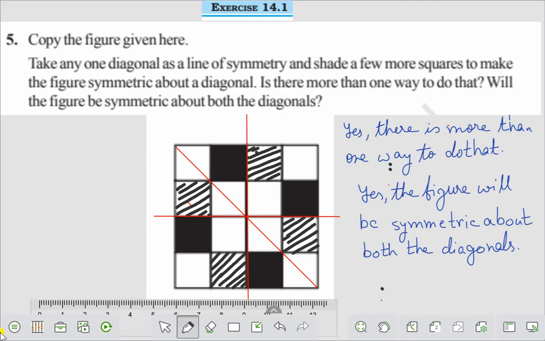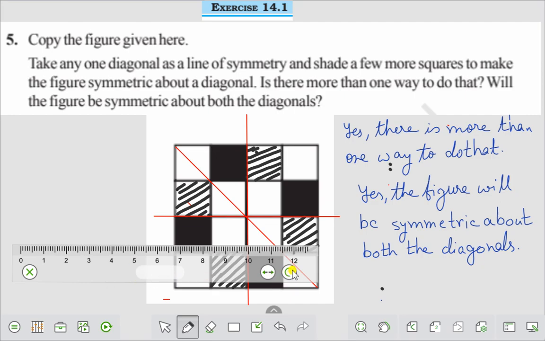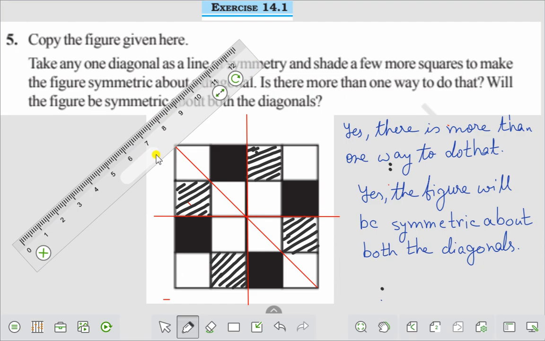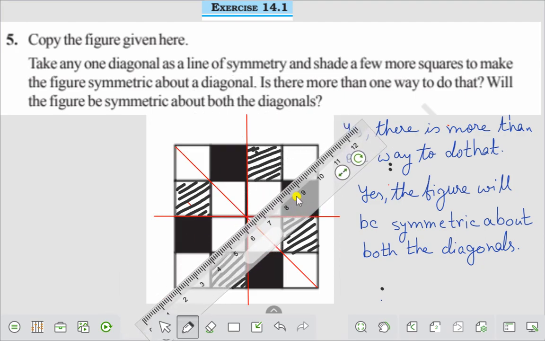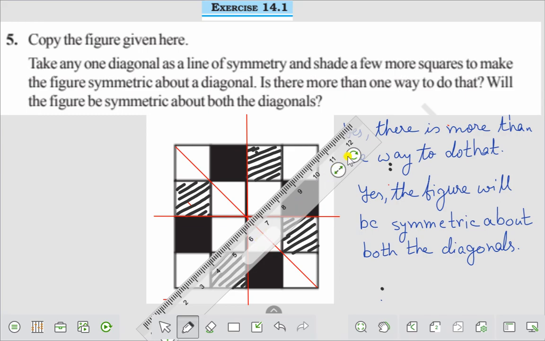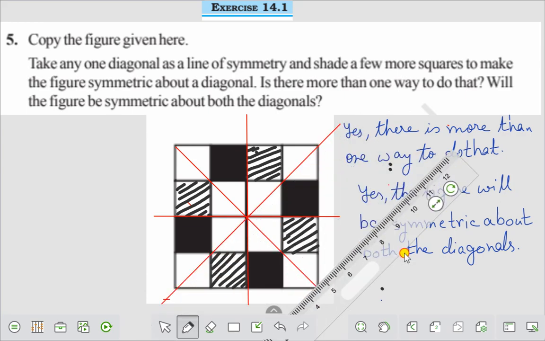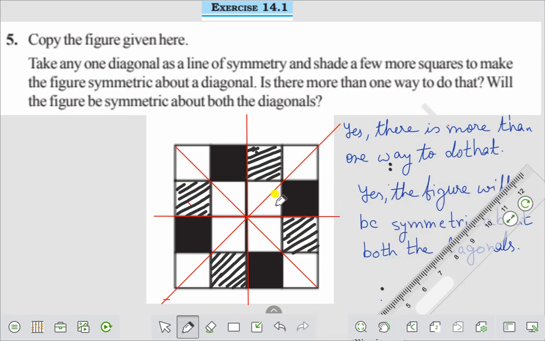Now if we draw a diagonal with this scale, then you draw this diagonal in this way, and that also, see, if we draw this diagonal, this is also symmetric about this diagonal, right? Yes, the figure will be symmetric about both the diagonals.